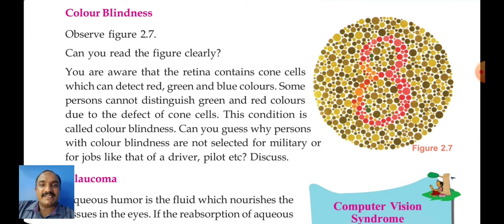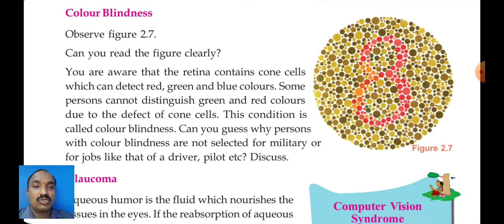So color blindness is a condition in which a person becomes unable to detect or identify some particular colors due to a defect in the cone cells. Okay, then this kind of person will not be selected for posts like driver, pilot, and also in the army or for military purposes.